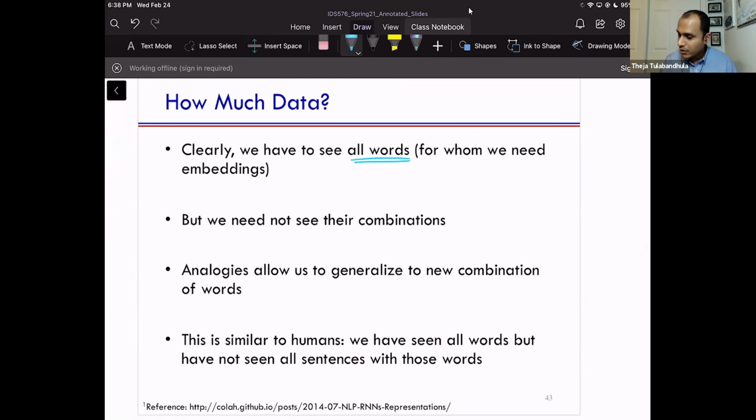But the interesting thing is we don't need to see all the combinations of words. It's not like we need to see word one and word two co-occur together for me to learn embeddings of word one and word two and claim that they should be close to each other or may not be close to each other.